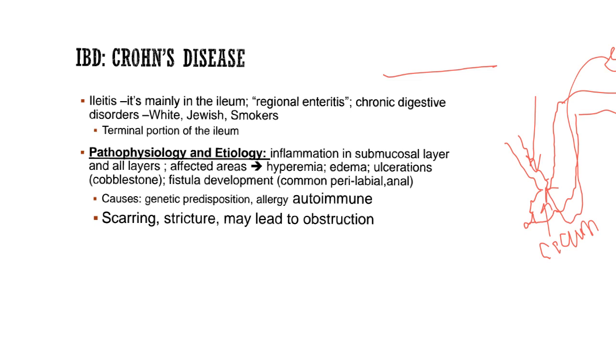Fistula is a tunneling between one organ to another, mainly common around the labial, perilabial, and anal area. So that is opening between the vagina and the rectum or the anus. So that would mean stool would be able to seep into the vaginal canal. Usually they say this disease is autoimmune, and because of the swelling and inflammation, it can create scarring and stricture and can lead to obstruction, which would need a surgical removal.